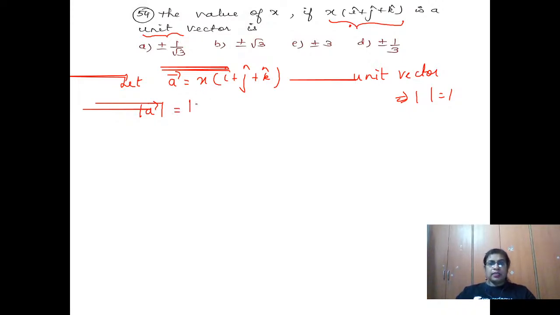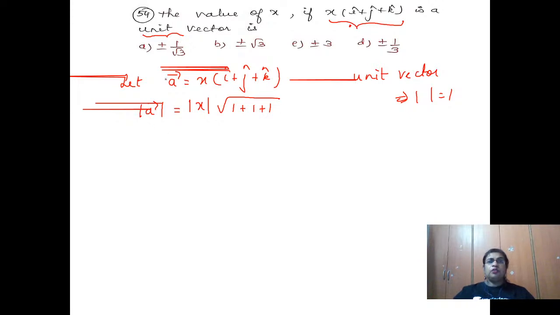So the magnitude of A is equal to the magnitude of this. Now it is nothing but the modulus. This is not a vector, okay? This is the modulus of x into, what is the magnitude of this now? The magnitude of I cap plus j cap plus k cap. How to find the magnitude of a vector? It is the square of the coefficient of I cap plus the second number square plus the third number square. So it is nothing but 1 plus 1 plus 1. So that is root 3.